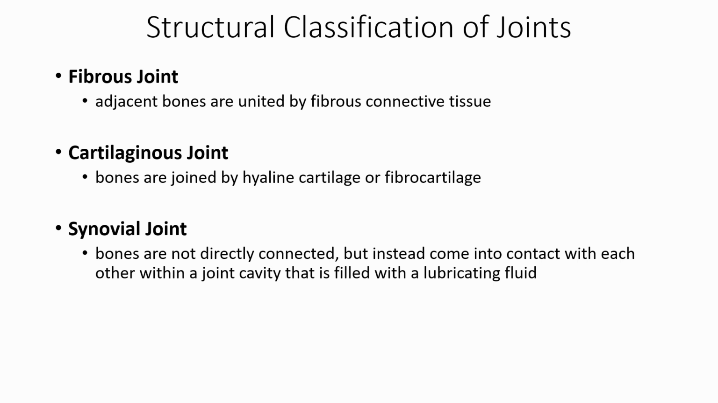We can also name them based on what structures or what materials we find in these joints. We have the fibrous joint. These are going to be bones that are joined together by a fibrous connective tissue. There are cartilaginous joints, which are joined by hyaline cartilage or fibrocartilage. And then the synovial joint, where the bones are not actually directly connected. Instead, there's going to be a joint cavity filled with a lubricating fluid that's going to kind of create a buffer zone between those bones. And this is, again, probably what you're thinking of when you think of a joint, because a lot of our freely movable joints, a lot of the diarthrotic joints, are synovial joints.